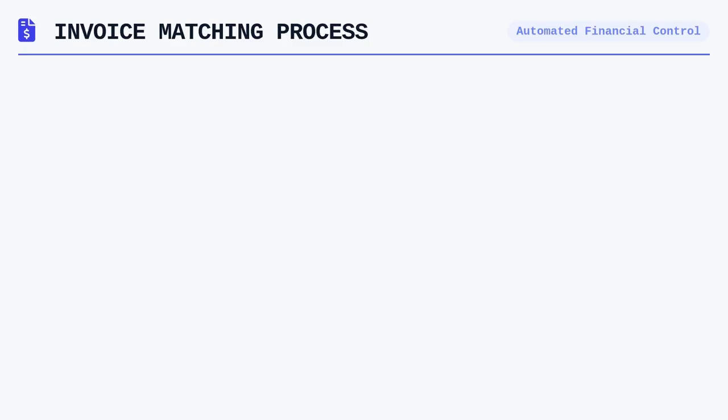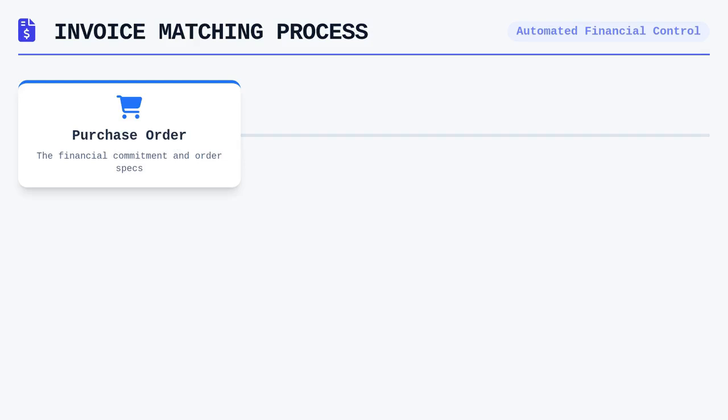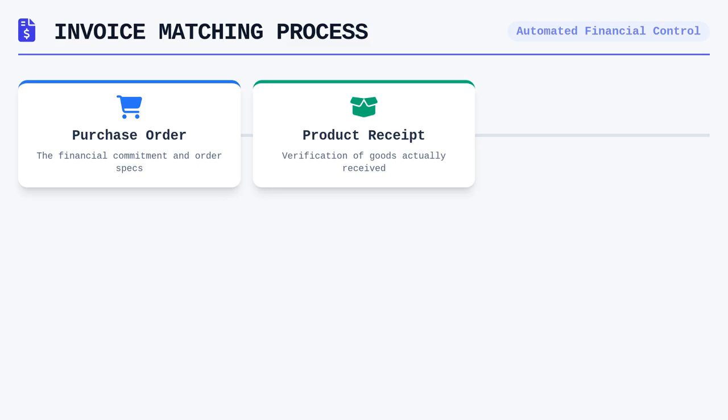At its core, invoice matching is an automated control mechanism designed to ensure that the organization pays only for what it has legitimately ordered and received. When we speak about purchase order matching, we are essentially talking about the system's ability to compare the vendor invoice against the underlying purchase order and, where applicable, the product receipt record.